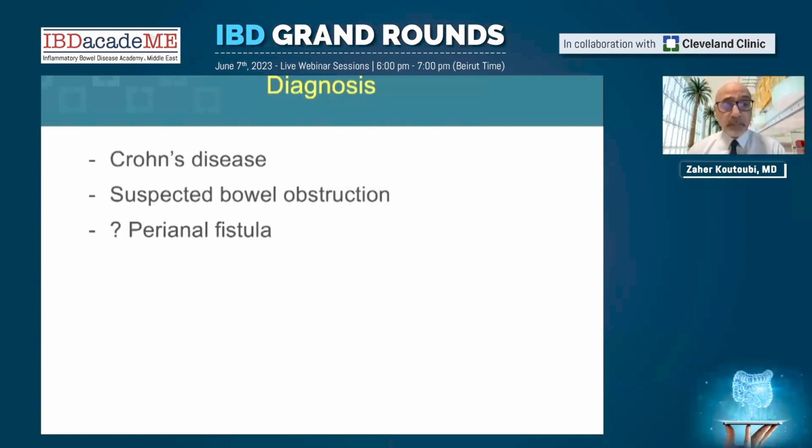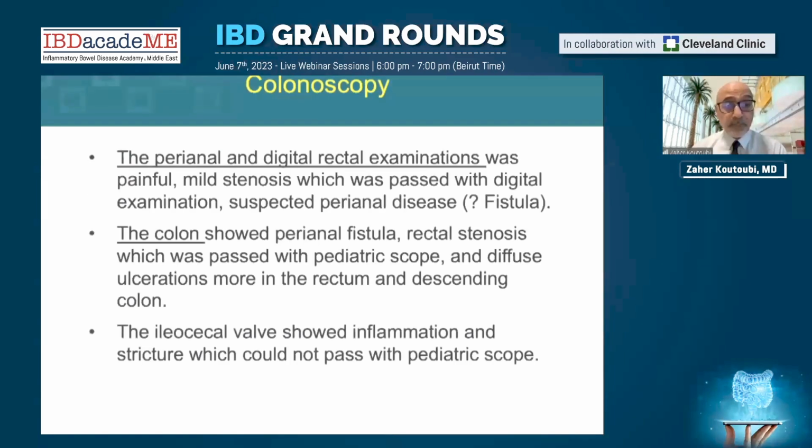So, we diagnosed him with Crohn's disease because of the symptoms he presented with, nausea and vomiting, suspected bowel obstruction, and because of the significant pain during the anal exam, we suspected a possible perianal fistula.